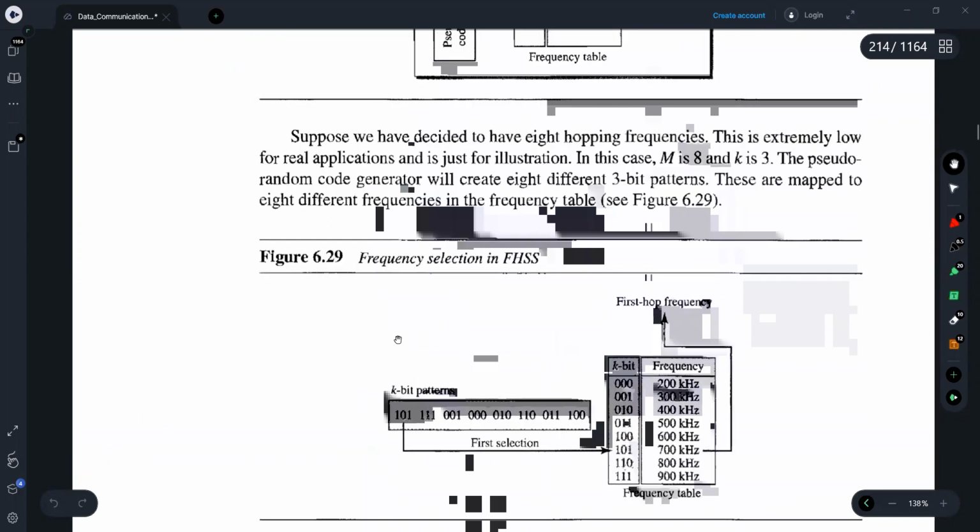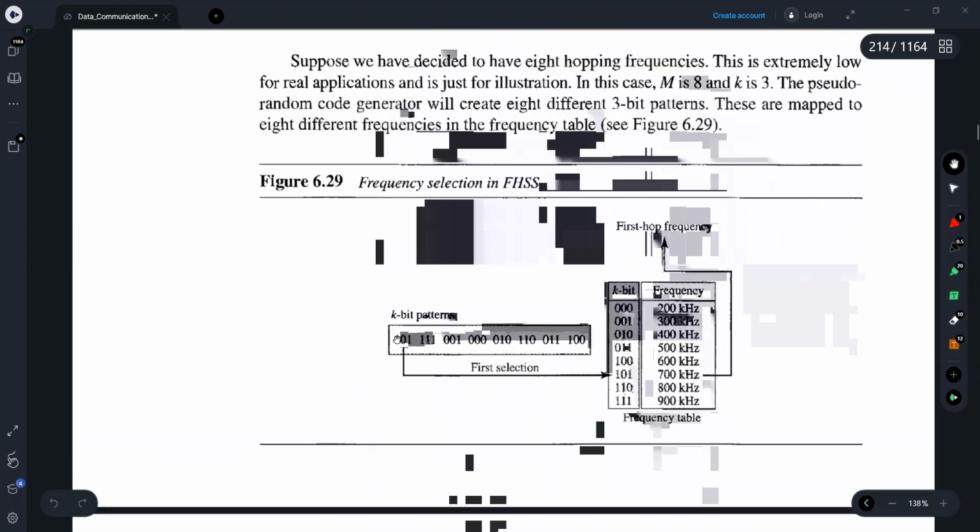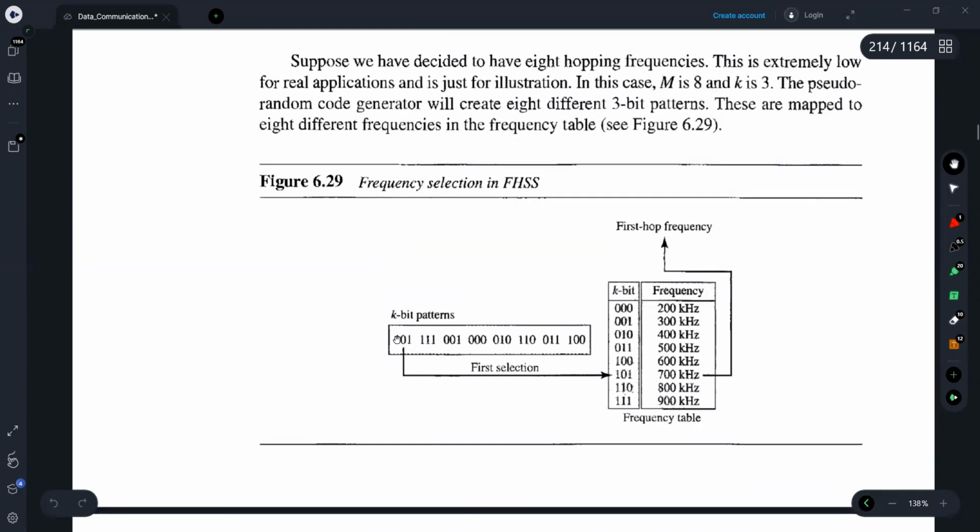As we already know, if you have a k-bit pattern, all the patterns give you random numbers in a random order. Then you have a frequency table. In that table, each of your k-bit random numbers corresponds to some frequency. Let's say we got 101 as our first selection, pattern number 1. The first selection goes to 700 kilohertz.